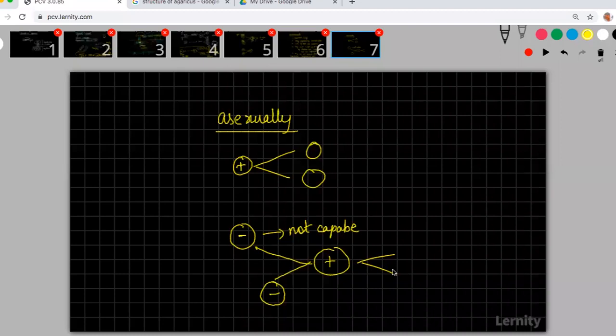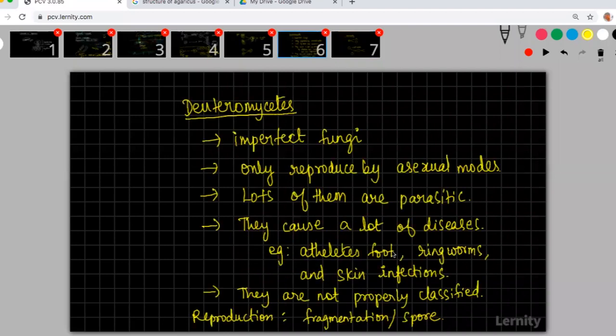Penicillium cannot be called an imperfect fungus. Penicillium is an example of Ascomycetes. Yesterday only we studied about Penicillium. Are we understanding? This is how sexual reproduction would have evolved, so probably because of that, they are the earlier ones. They will cause a lot of diseases, like athlete's foot, ringworm, and skin infections.